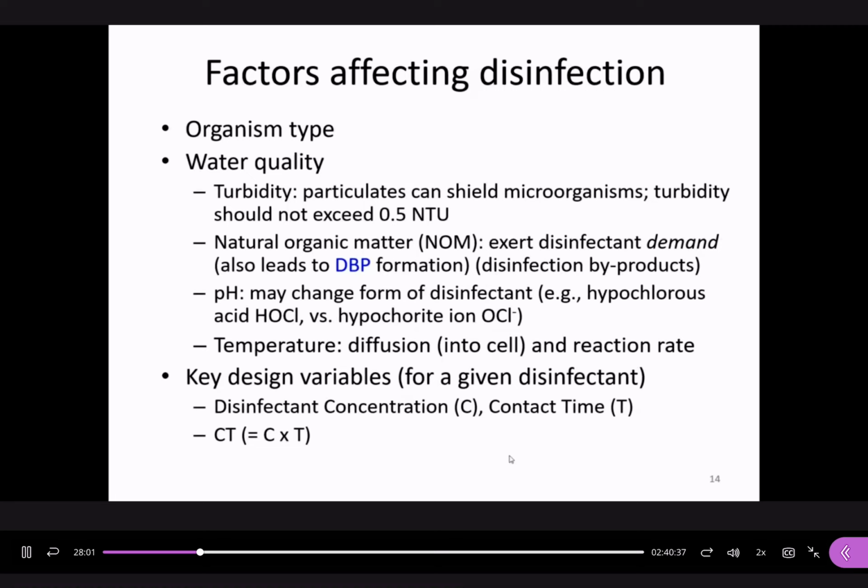And pH may change the form of the disinfectant, for example hypochlorous acid versus hypochlorite. Later we're going to see that hypochlorous acid is much more powerful than hypochlorite. So pH is also important. And temperature could affect mass transfer. Generally speaking, higher temperature means faster transport. And the key design variable is disinfectant concentration times contact time, C times T, and this is the CT value. CT value is a design variable we use.